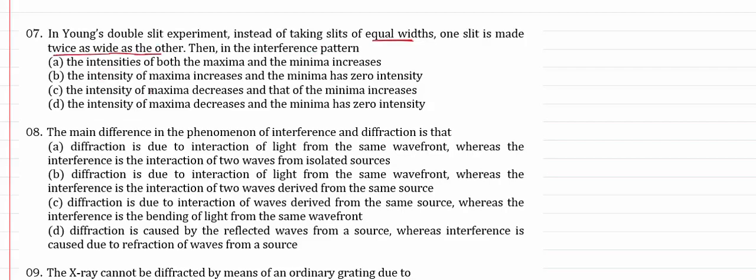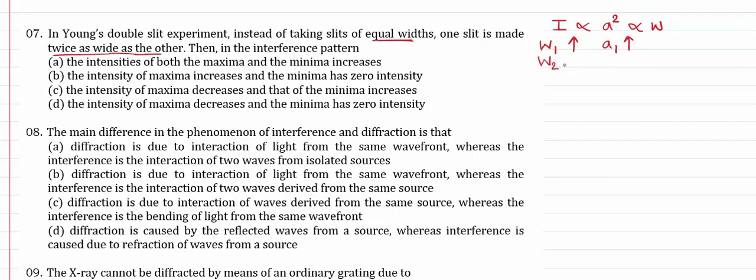If you read the four options, they are about intensity. So what will be its effect? This is important, keep it in mind. Intensity of light is proportional to amplitude square, and that is proportional to the width of the slit. Here, suppose one width W1 increases, say W1 is doubled. So if W1 increases, the intensity of that light, or A1, increases.